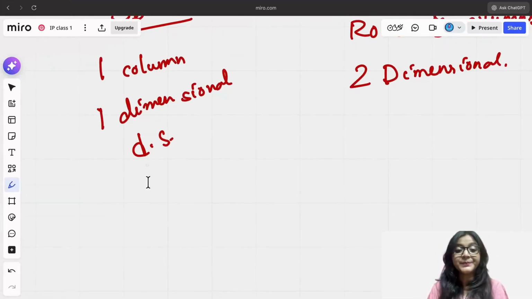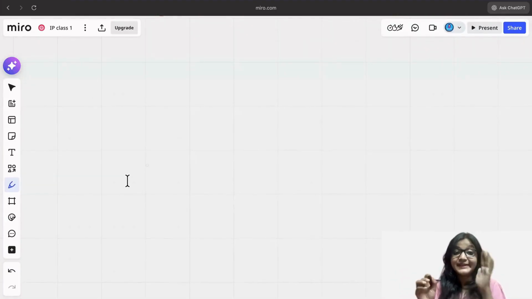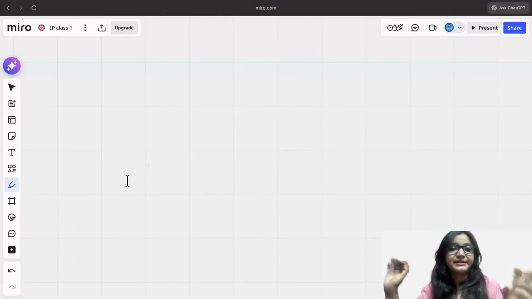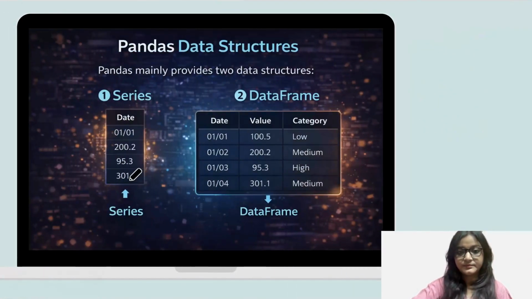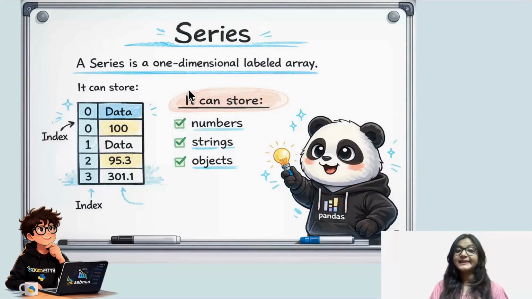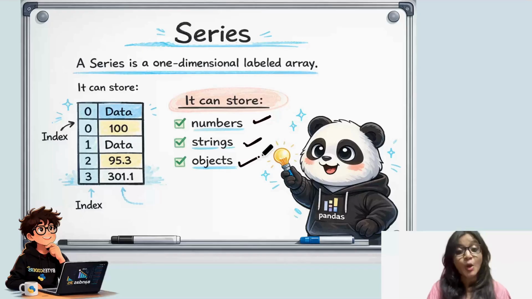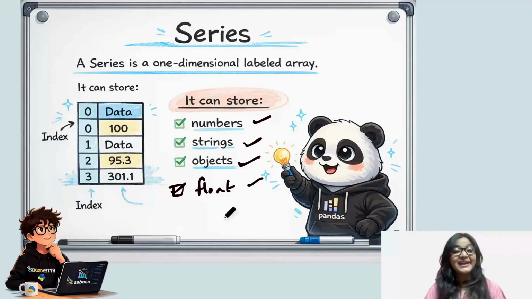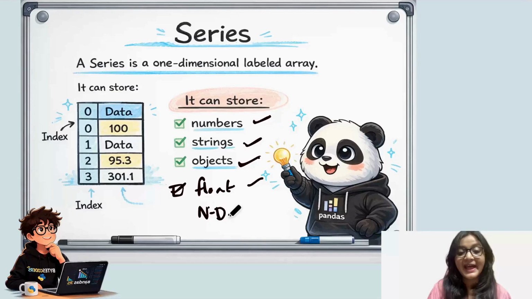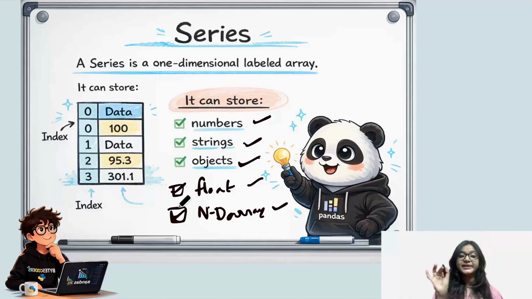Next, what you will remember is, whenever you are creating a Python series, how you will create it. So we'll take a look at that. See, a series is a one-dimensional labeled array. It can store numbers, strings, objects, lots more. It's not mentioned here, but it can also store float data. It can also store numpy arrays, which we call ND array. I don't know how many of you actually know about ND array, but don't worry, we will learn about it.